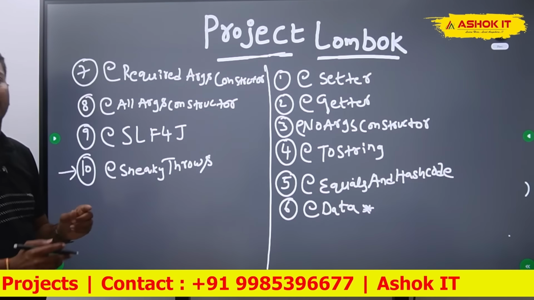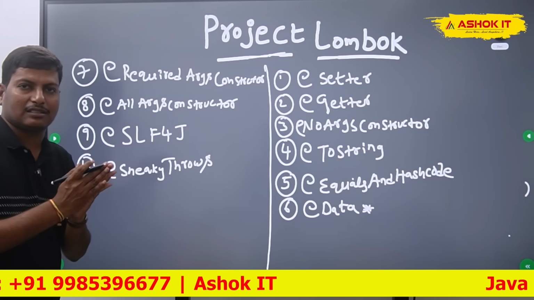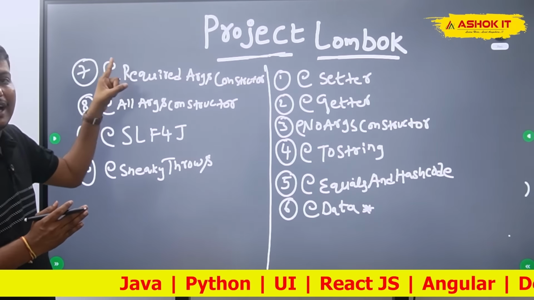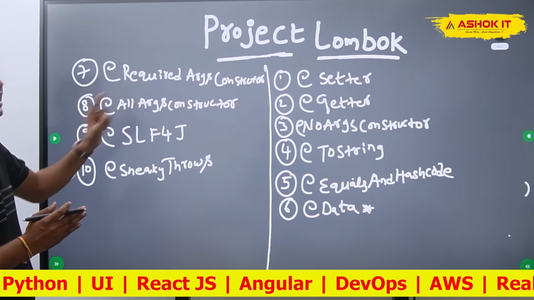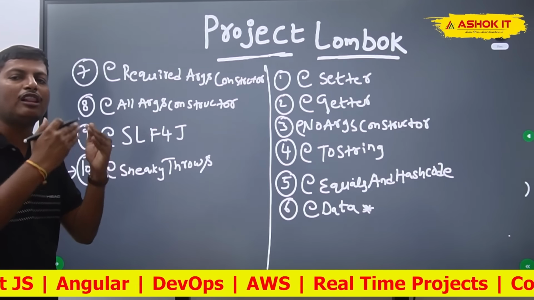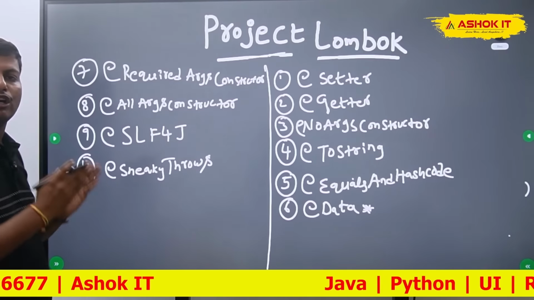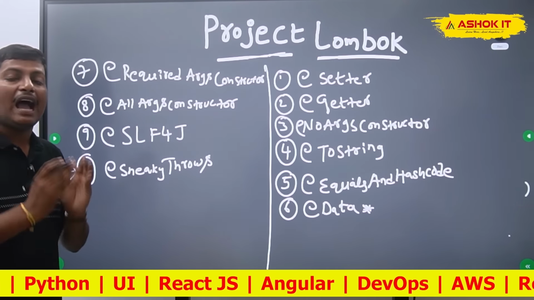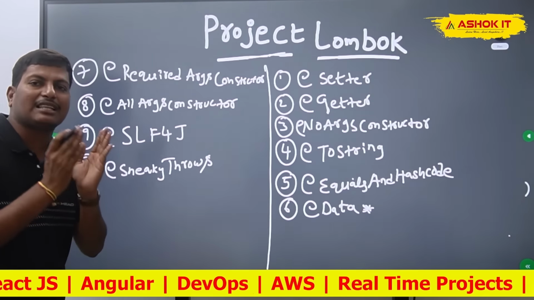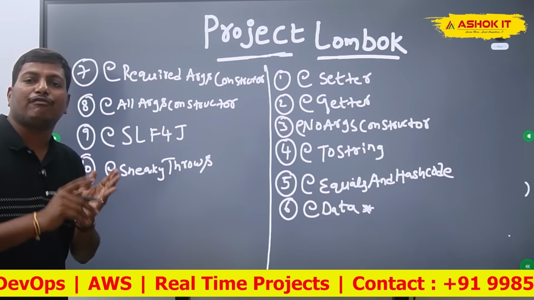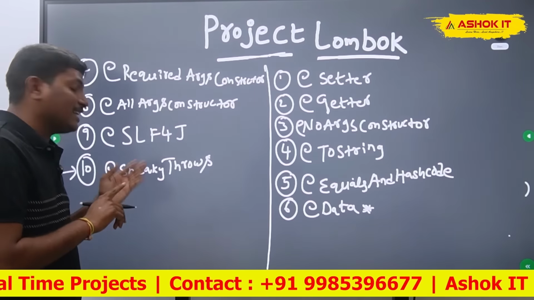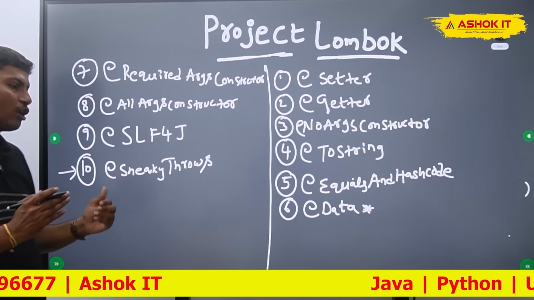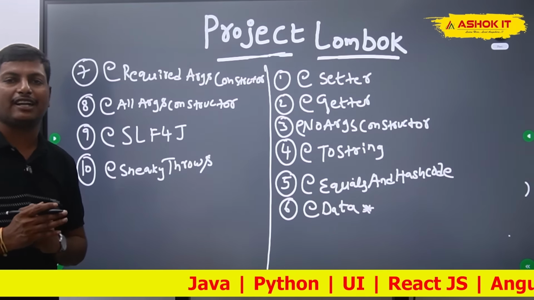And required args constructor. I have 10 variables in the class, but I want a constructor with only 3 variables. Then you can go for required args constructor. And all args constructor. I want a constructor with all the variables as arguments. And I want to implement logging, then we can go for Slf4j annotation. I want to ignore checked exceptions occurring in my Java method, like file not found exception and SQL exceptions. Those kind of exceptions we can ignore by using one annotation called @SneakyThrows annotation.